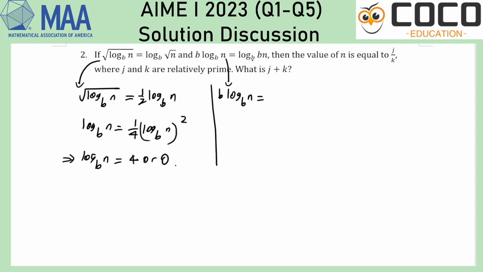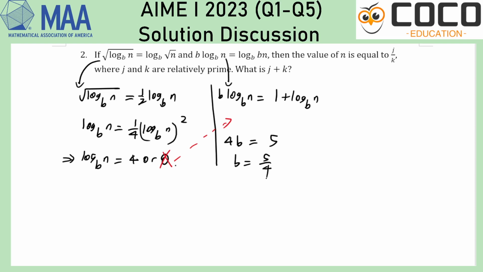So log_b(bn) can be broken up again into log_b b plus log_b n. Log_b b is 1. So indeed, this confirms that 0 does not work, right? Because if you put 0 in here, you are going to end up with 0 equals 1. So log_b n is 4, and you have got 4b equals 1 plus 4, 5.